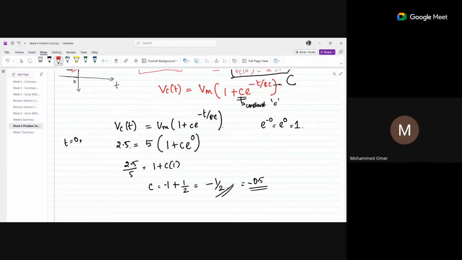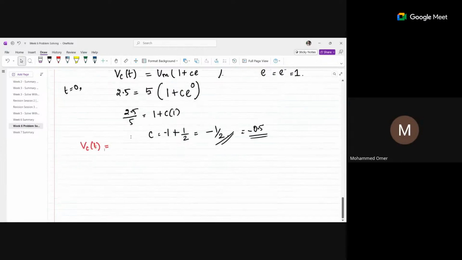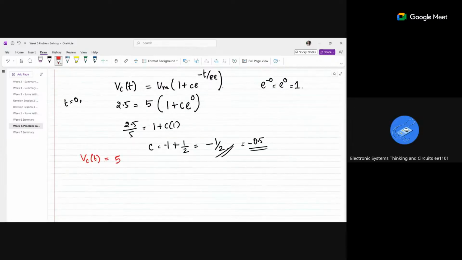Why would VC of t be like 5 into 1 minus 1 by 2 e power minus t? Right? Yeah, 5 into 1 minus 0.5 e power minus t by, what is the value of R and C? It's 1k into 1 micro, right? So 1 millisecond.